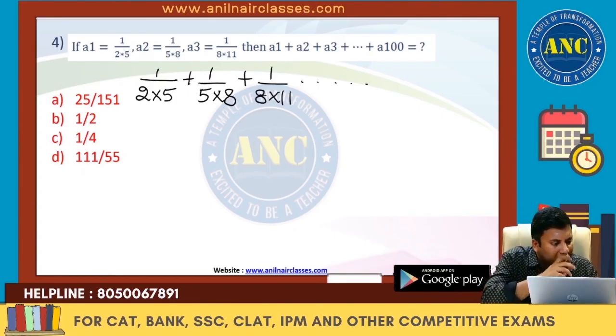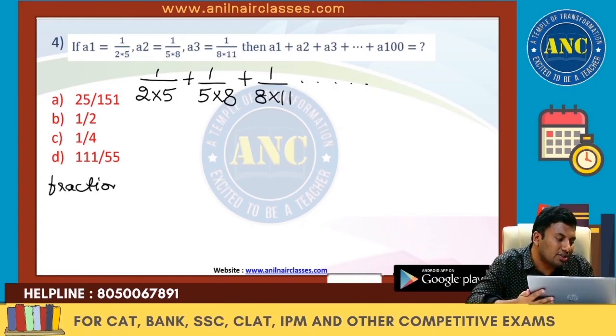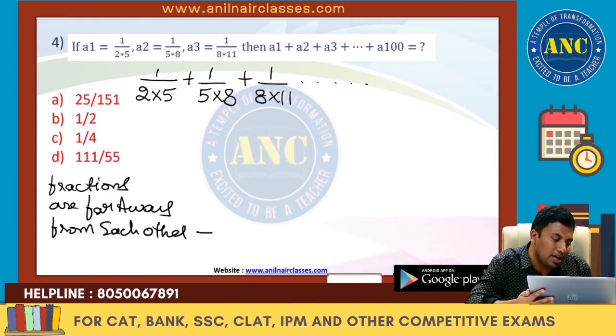Now see, 1 by 2 is 50%, 1 by 4 is 25%. Numerator greater than denominator, right? Numerator less than denominator. All the fractions are far away from each other. If the fractions are far away from each other, the best way to solve the question is the approximation technique.